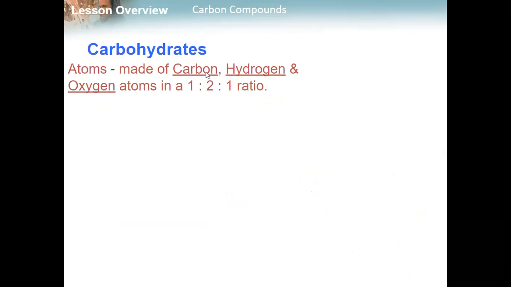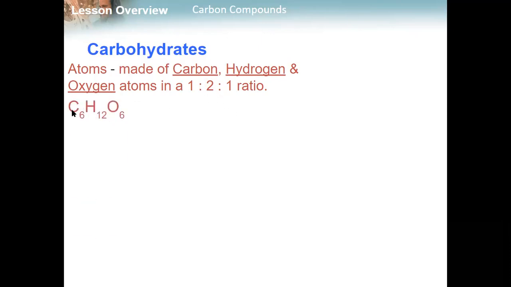What does that mean? For every one carbon, there are twice as many hydrogens and one oxygen. So oxygen and carbon have the same amount, and hydrogen would be doubled. That's different from lipids because lipids have carbon, hydrogen, and oxygen, but there's not a ratio like this. So what do I mean?